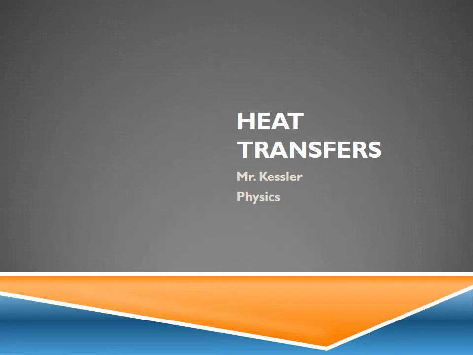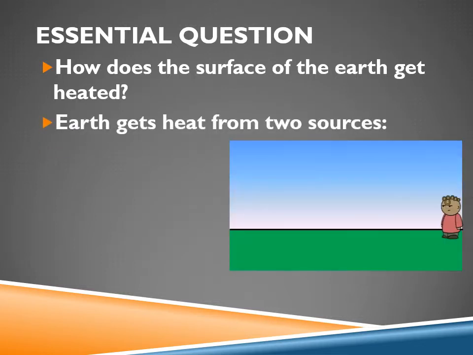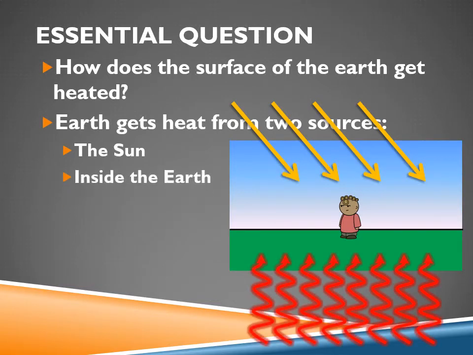Heat transfers. Throughout this entire unit, we're trying to answer this essential question: how does the surface of the Earth get heated? Well, there are two possibilities. The first is from the sun itself, and the other is from the inside of the Earth.